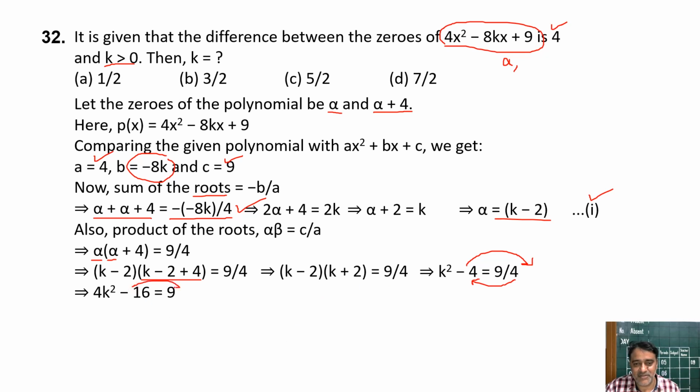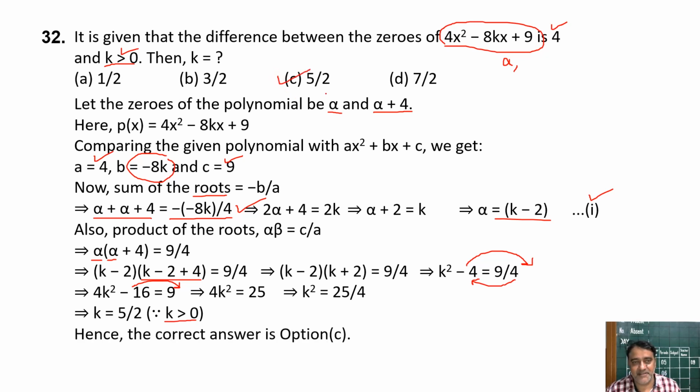Shift minus 16 to this side, it will become plus 16. So 4k square is 25, and k square is 25 by 4. So what is the value of k? 5 by 2. Actually it is plus minus 5 by 2, but we are not taking the minus sign. Why? Because k is greater than 0, it is given in the question. So the correct answer is 5 by 2. Which option is the correct one? Option C.